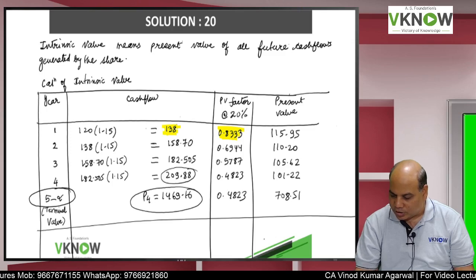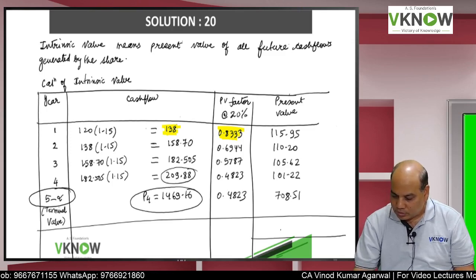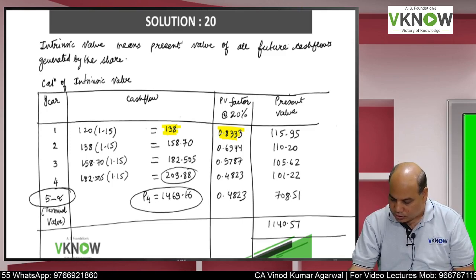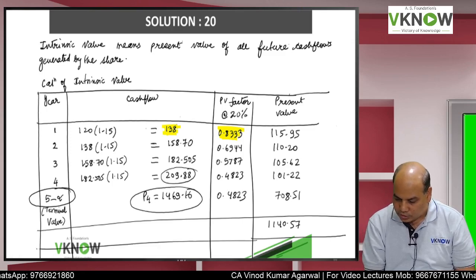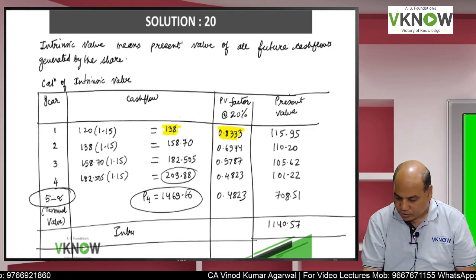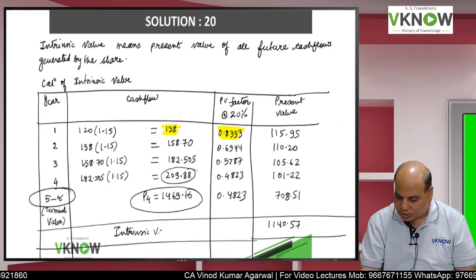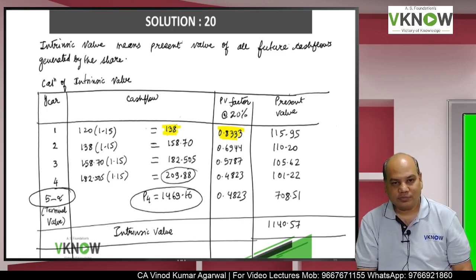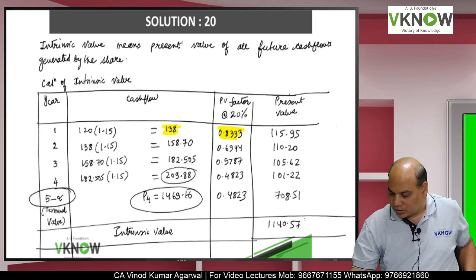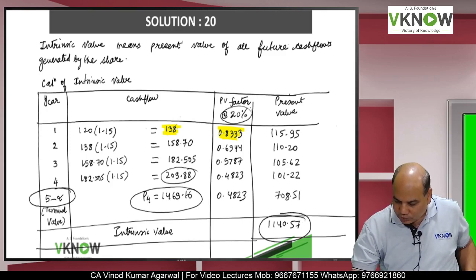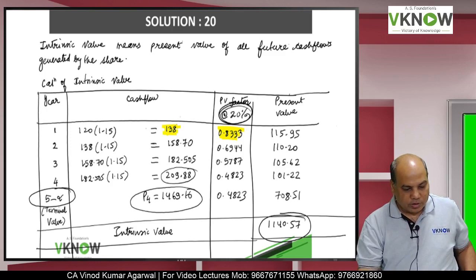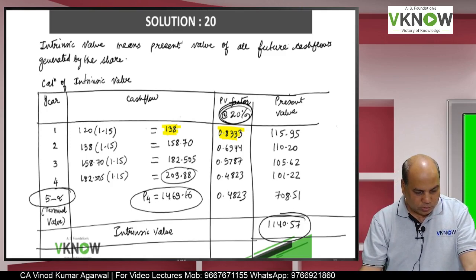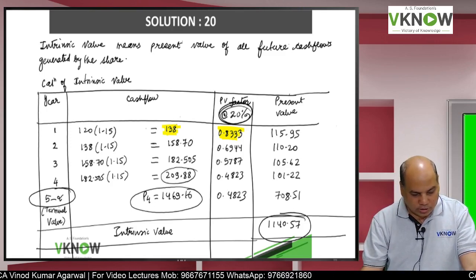We are writing a price. We are not writing an atom bomb formula. So what is the total? 1140.57. This is the intrinsic value of the share. Intrinsic value means this is the price the investor is willing to pay, which will give him a 20% return. Is it right? If he buys the share at this price, he will earn a return of 20%. And what is the market price of the share? 3122. Oh my God, unbelievable.